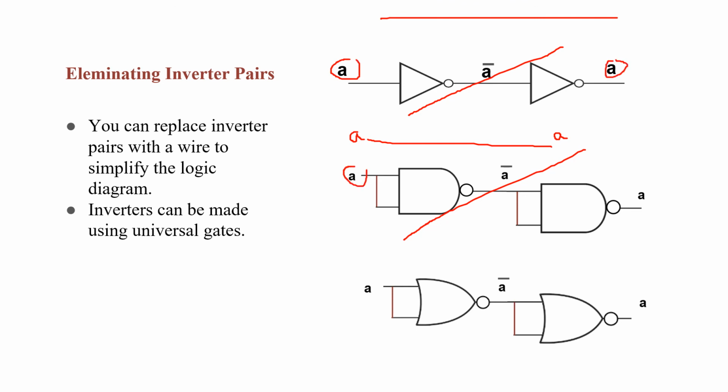It will do the same thing for us. These two NOR gates that are acting as inverters, they're connected in cascade mode, so I'm going to replace them with a wire. So this is a general rule on how we can eliminate inverter pairs in a logic diagram.